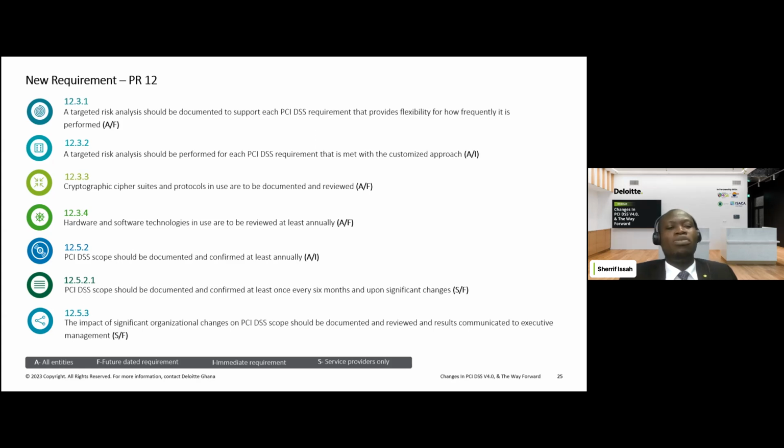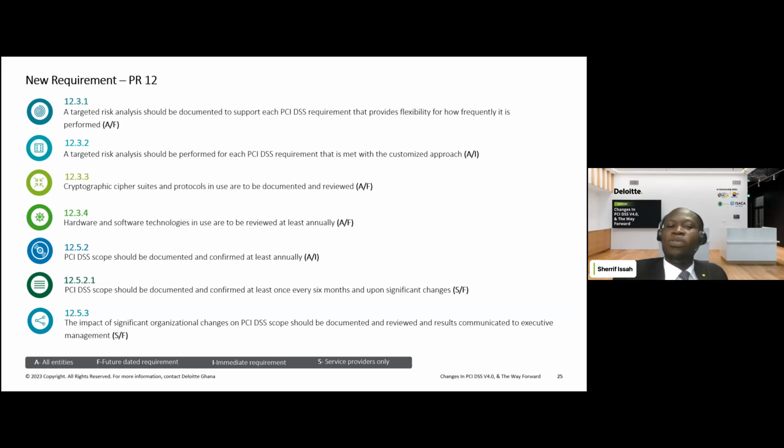Then 12.3.2 says there should be a targeted risk analysis for each PCI DSS requirement that is met with a customized approach. So Mary mentioned this in her presentation. Customized approach is a new technique that version 4.0 brings to bear. In fact, it's for requirements that you can meet with a customized approach. It spells out what you're supposed to do. So, for example, the standard itself has what you're supposed to do. But with customized approach, if you cannot do what the standard is saying, but you have something in place to meet the intent of the standard as captured on the face of the standard in the customized approach objective, you can use that. In fact, a customized approach is different from compensating control. These are two different things. So we're saying that there should be a risk analysis when you want to meet a requirement with a customized approach.